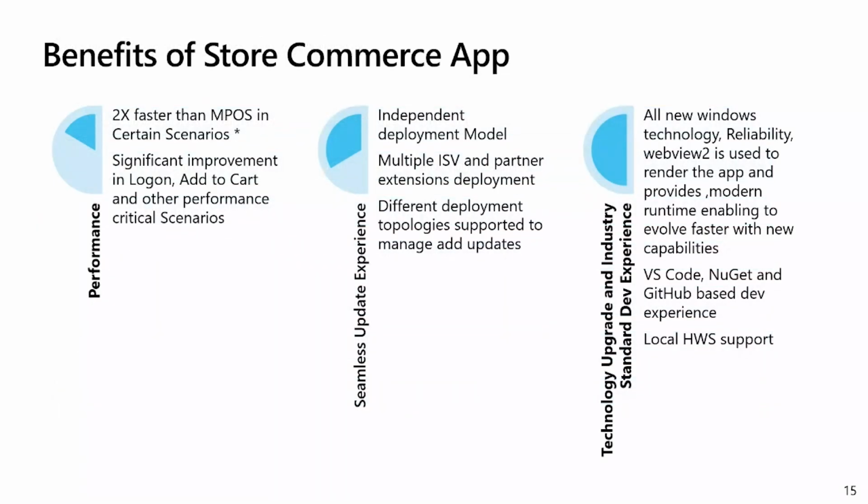Some highlights of the benefits, if you're again going through your elevator pitch, is that your performance is up to 2 times faster in many scenarios. The independent deployment model allows you to have a much better enterprise manageability pattern, and this allows you to streamline your deployments as well as take updates much more frequently. Last but not least, it is on the latest technology. It uses now our WebView 2 Edge controller, which renders the point of sale visuals much faster and is much more noticeable.